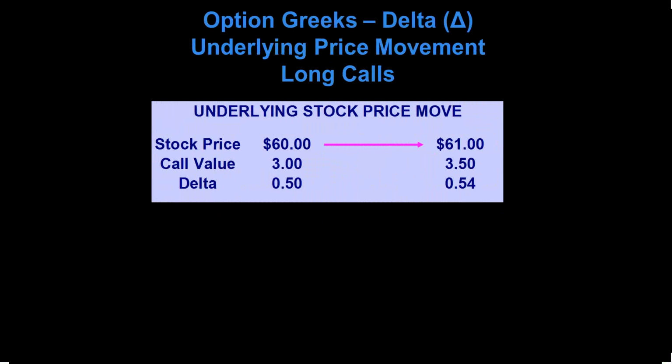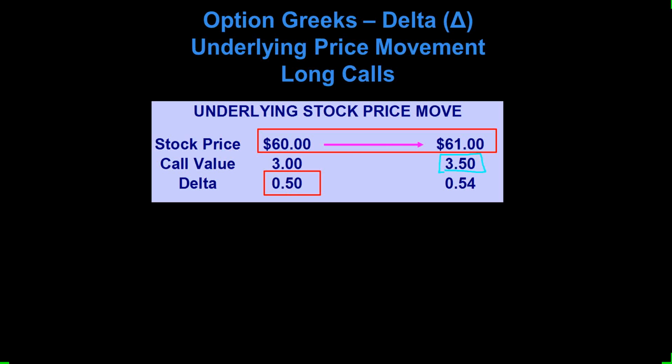So let's go through an example, really simple to see. If a stock is at $60 a share, and then it moves from $60 to $61 a share, and you've got a call that has a value of $3 right here, and then it moves up to $61 a share, this value increases to $3.50. Why? Because you've got a delta of 50. So for a $1 move, it's going to move up 50 cents.